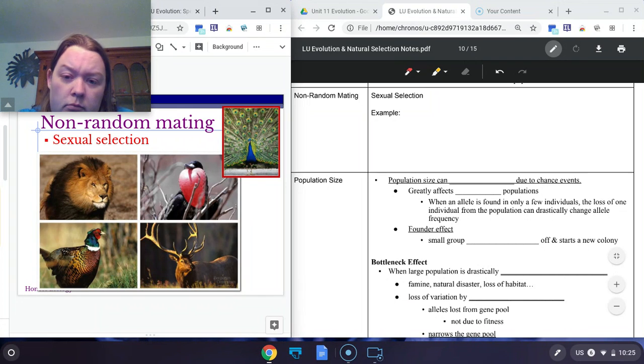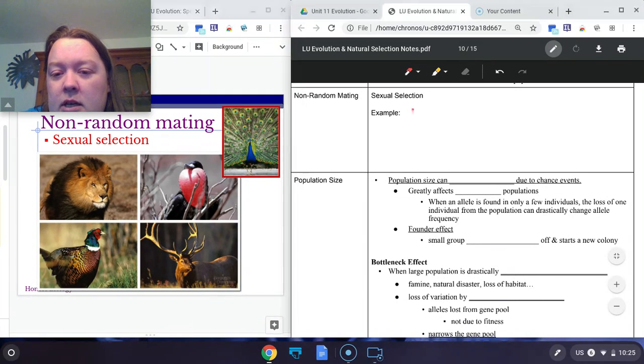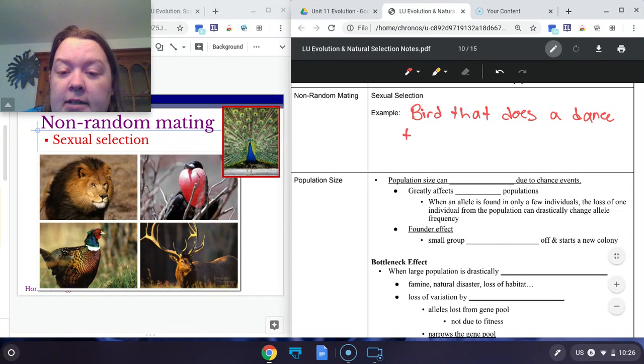So let's just do an example. Let's just go with a bird. All birds are different; it depends on the species. Let's say we have a bird species that does a dance to attract a mate.